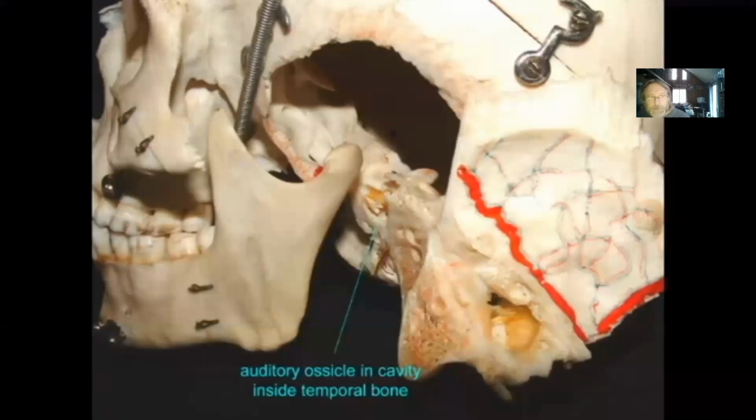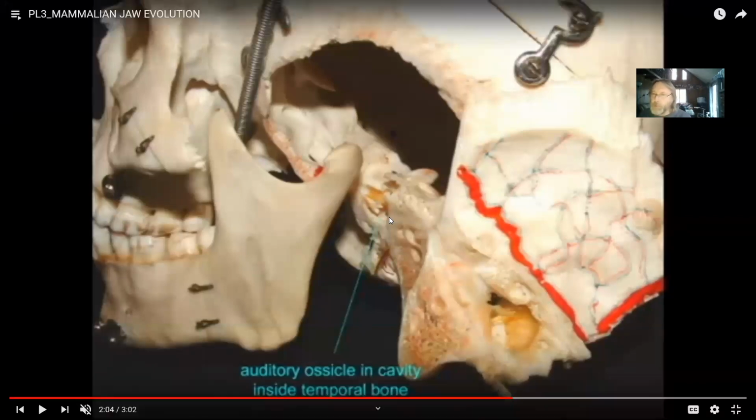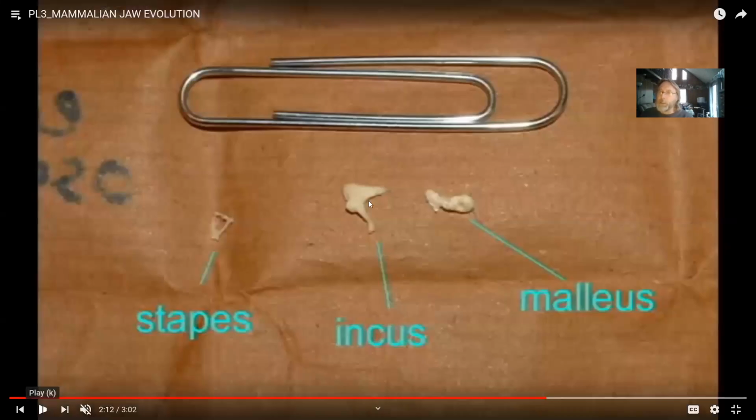So if you look here, the temporal bone has a hole in it between the squamosal and petrosal pieces. Once again, they were separate bones. So here you have a hole, and in the hole, you have these little bones called auditory ossicles, which allow us to hear better. Reptiles don't hear very well at all, but mammals do, because you have these three little bones, the malleus, incus, and stapes. Reptiles have a stapes, but mammals have then added the malleus and incus.